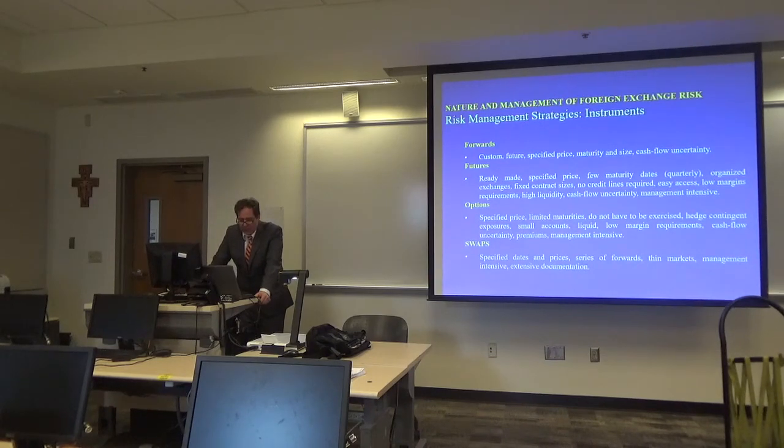So what are the instruments that we use? Forward contracts. These are custom future contracts with specified price, maturity and size, and cash flow uncertainty. Again, these are custom. These are over the counter. Futures contracts are ready-made with a specified price. They have few maturity dates, quarterly, organized exchanges, fixed contract sizes, no credit lines required, easy access, low margin requirements, high liquidity, cash flow uncertainty, and are management intensive.